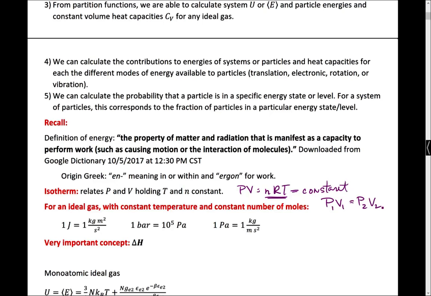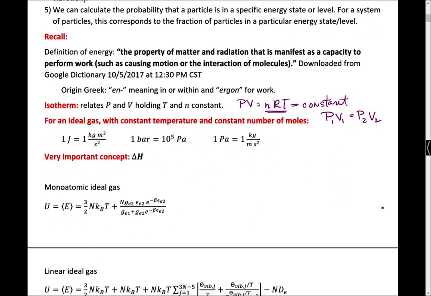We're also going to have to talk about some unit conversions. So just a reminder, joules is kilograms meters squared per second squared. Pascal is the SI unit that's associated with pressure. 1 bar is 10 to the 5th pascals. And then pascals is a kilogram per meter per second squared. So we're going to be using that conversion to do a conversion down the road.